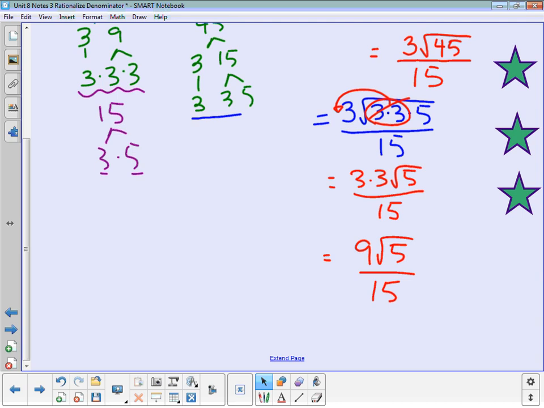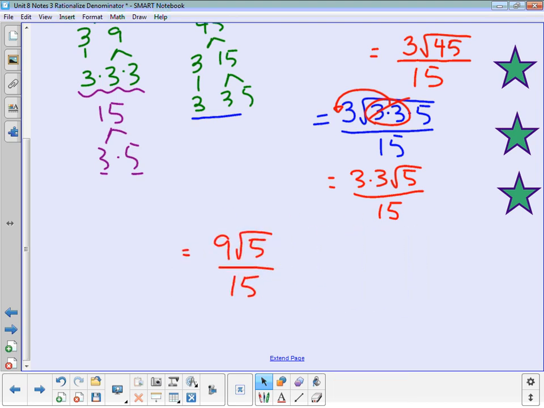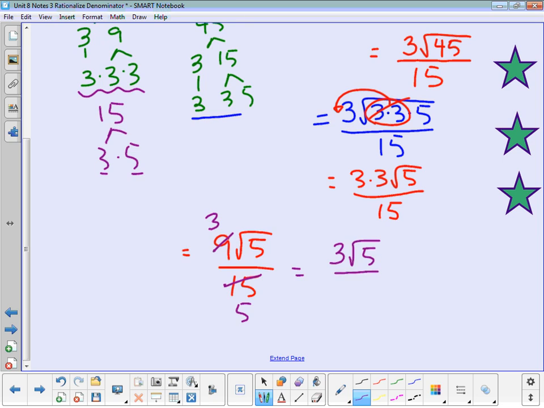Now, it looks like we're done, and we're very, very close, but there's one other tiny thing that we need to think about, and it's the fact that 9 and 15 have a common factor of 3. So if I divide by that common factor, 9 divided by 3 is 3, 15 divided by 3 is 5. I now have 3 square root 5 over 5. Now my denominator is rational. I have no perfect squares under the radical. I have no radical in the denominator, and everything is as simplified as it can get.